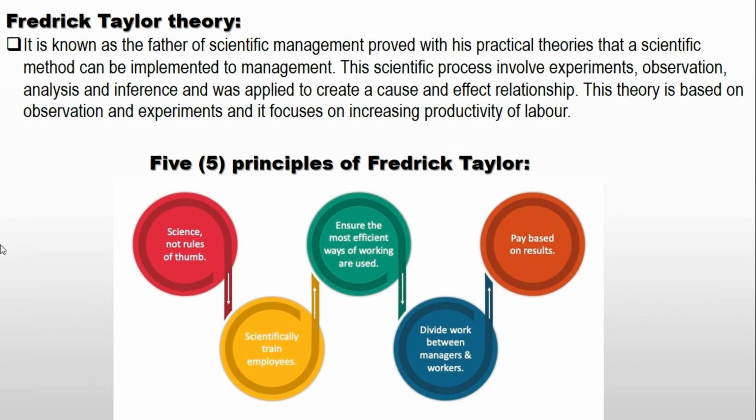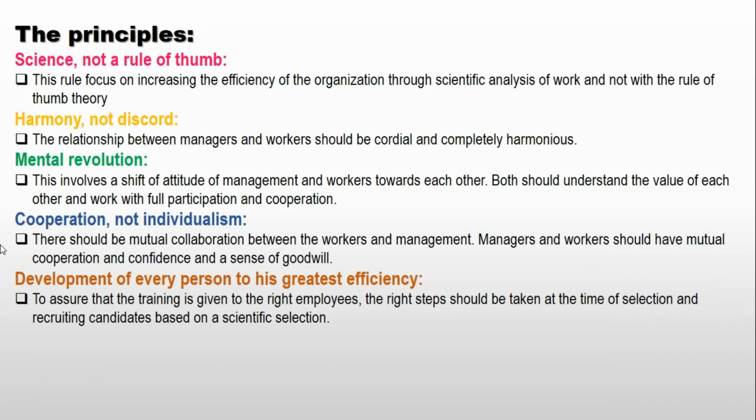Here we are looking at the five principles of Frederick Taylor. So let's just look into them in detail. Number one, which is science, not rule of thumb, which simply focuses on increasing the efficiency of the organization through scientific analysis of work and not with the rule of thumb theory.